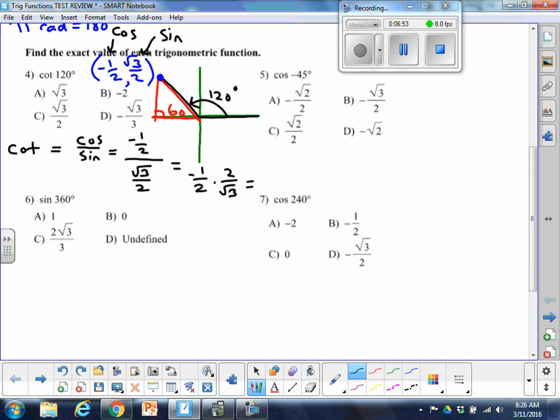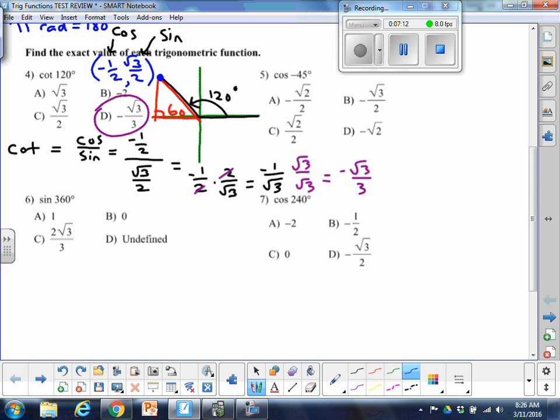So the 2's cancel, and we end up with this, because those 2's divide out. And then we just rationalize that, times top and bottom by root 3, and we're going to end up with negative root 3 over 3. Okay, so D is your answer for that problem.